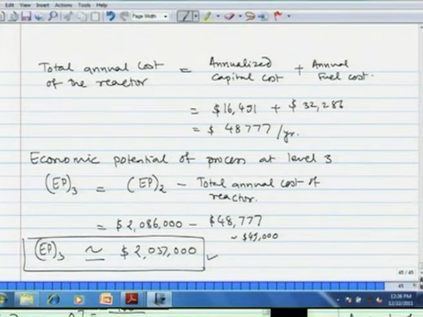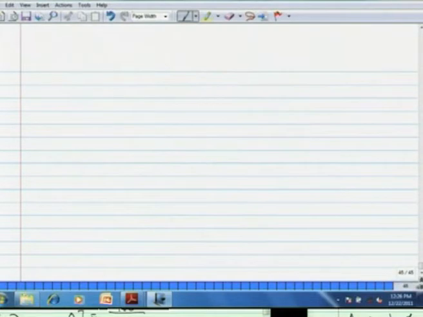One important point: we have not included here, while calculating this economic potential, the recycle cost of acetone and acetic acid.